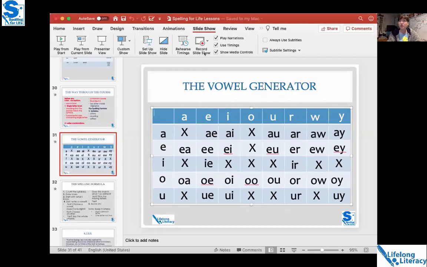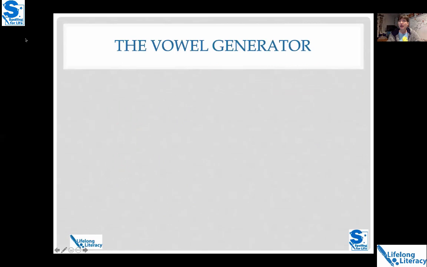We're going to generate all the two-letter vowels in English. We're done with single letters. Now we're going to look at the combinations. I am going to share my screen with you, and I will give you the slideshow that we are going to use today. It's called the vowel generator because a generator is something which produces things. We're going to generate all the two-letter vowels in English, all the vowel digraphs. They follow a specific pattern. They have certain properties that we should look at.